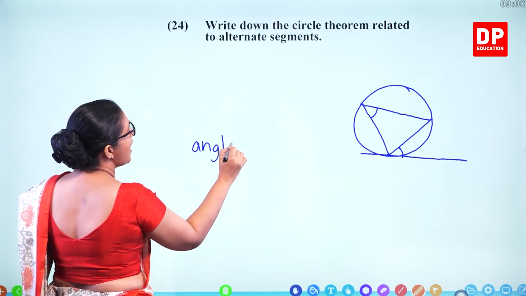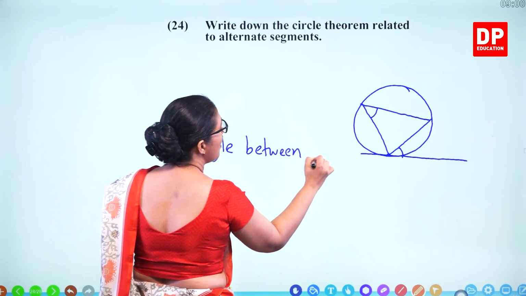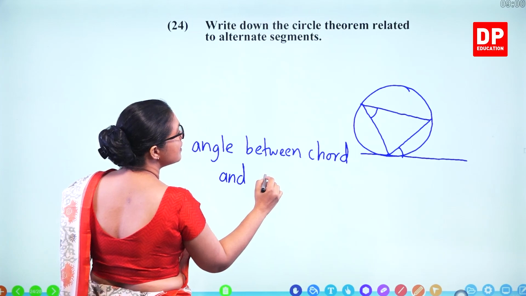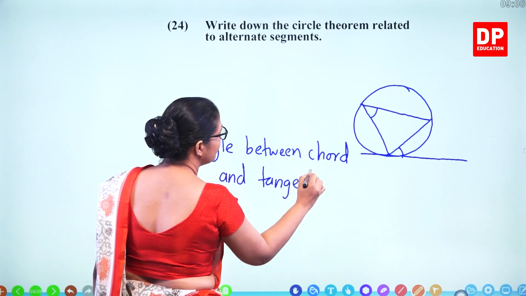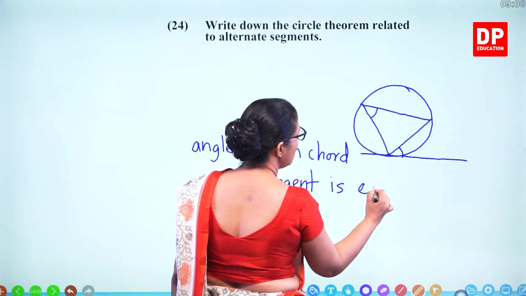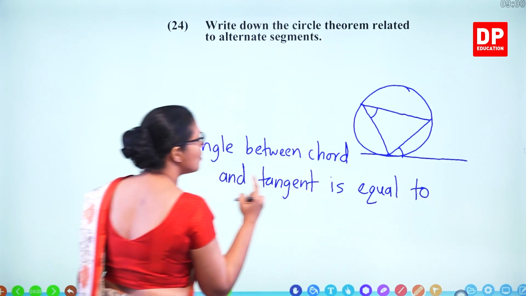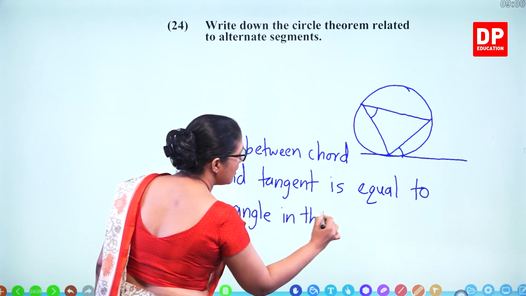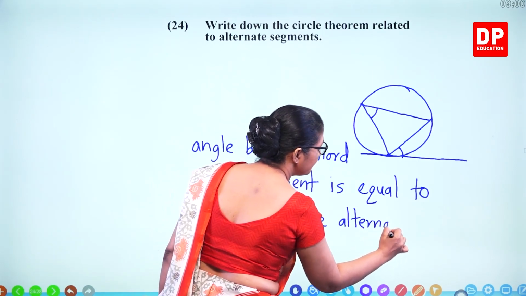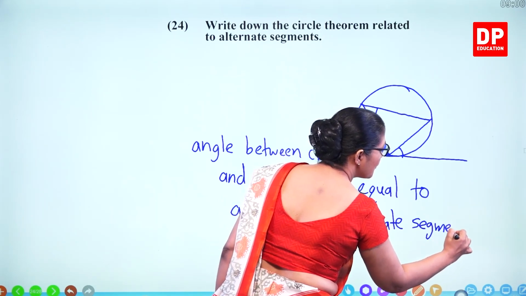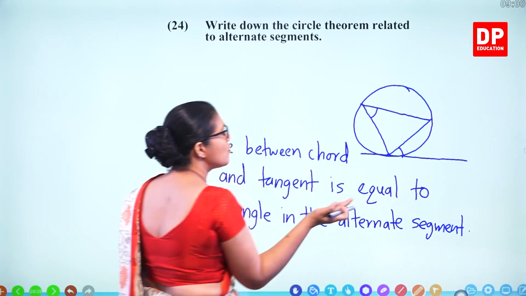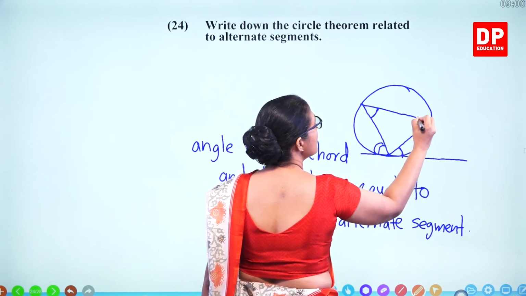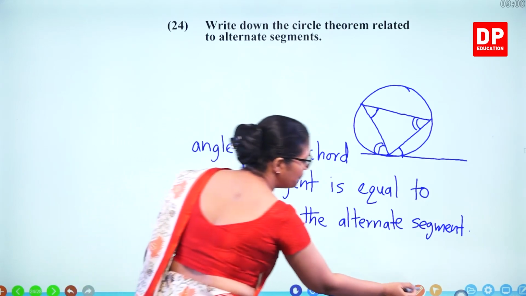You can write: angle between chord and tangent is equal to angle in the alternate segment. So this is the alternate segment, other side. So that's equal to this. So this one is equal to this one. If you have been given this one, this is equal to this one. 2 marks for that.